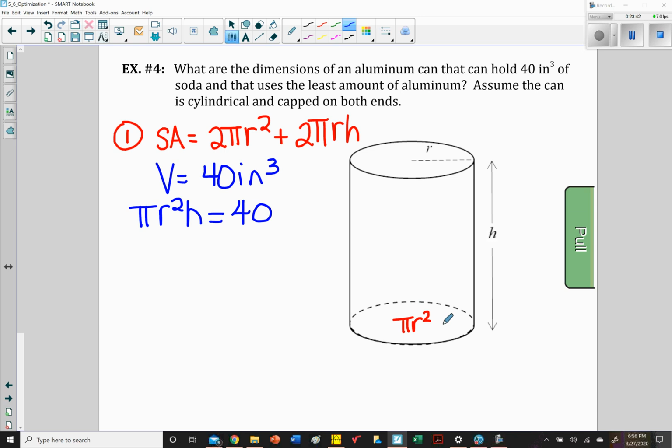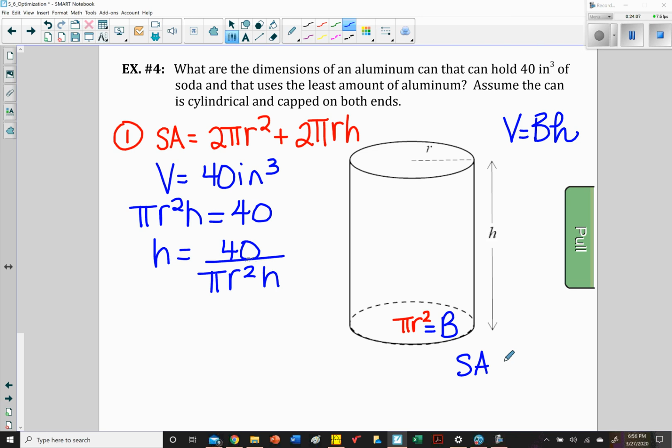Because volume is the big base times the height. This base is pi r squared. So the area of the base times the height gives me volume. And height is 40 divided by pi r squared. So we know about surface area. The domain has to be positive, and the volume is 40 cubic inches, right? We know those things related to our problem.